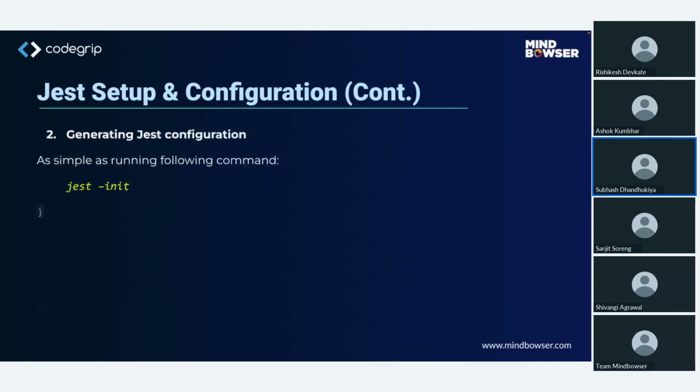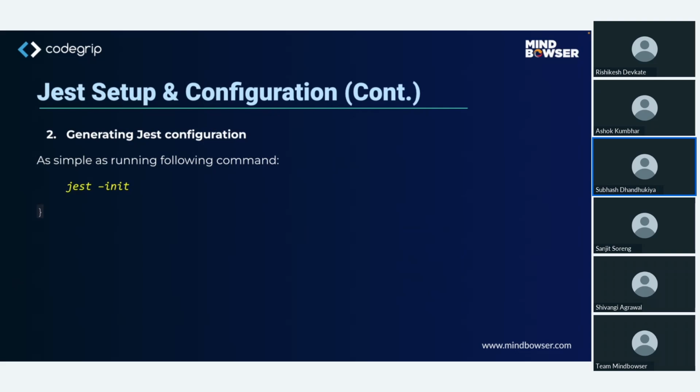Next, we will see generating Jest configuration. As I said earlier, it is very simple to generate Jest configuration. You just need to fire this command and it will automatically make a setup for you. You can see the command on the screen. The command jest init is used to initialize Jest in a JavaScript project.